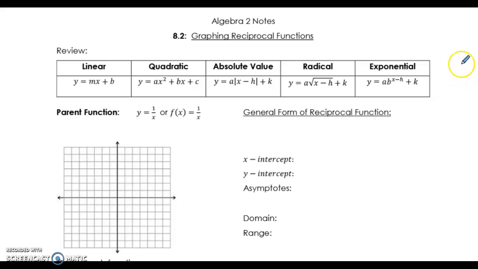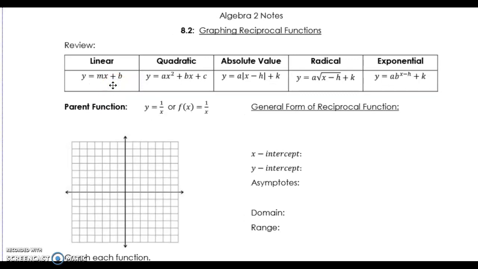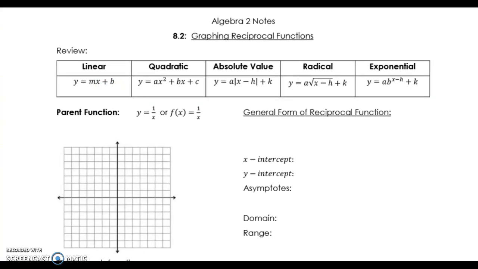Algebra 2 Notes, 8.2 Graphing Reciprocal Functions. So if we review the functions we've done this year, we've been able to graph a linear function, which is a line. We've been able to graph a quadratic function, which was the parabola.